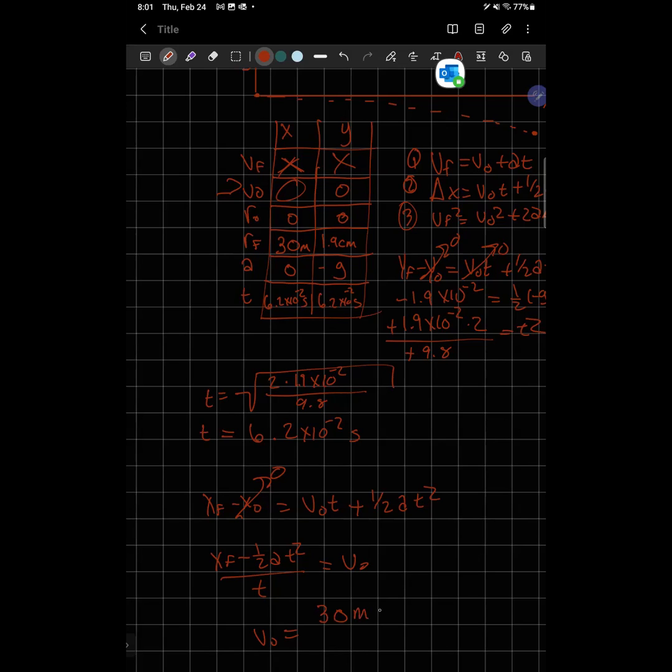So v naught is equivalent to 30 meters minus 1/2. That's all going to be 0. Divide by my time. You should get something along the lines of 4.8 times 10 to the 2 meters per second. And we're just over to 8 o'clock.